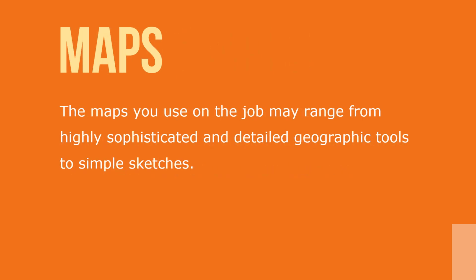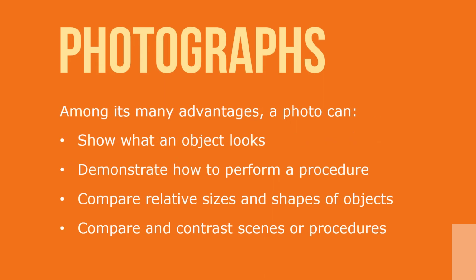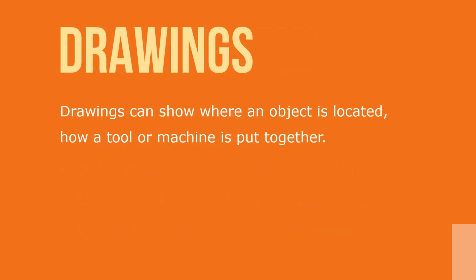The maps you use on the job may range from highly sophisticated and detailed geographic tools to simple sketches. Photographs can provide many advantages. They can show what an object looks like, demonstrate how to perform a procedure, compare relative sizes and shapes of objects, and compare and contrast scenes or procedures. Drawings can show where an object is located or how a tool or machine is put together.